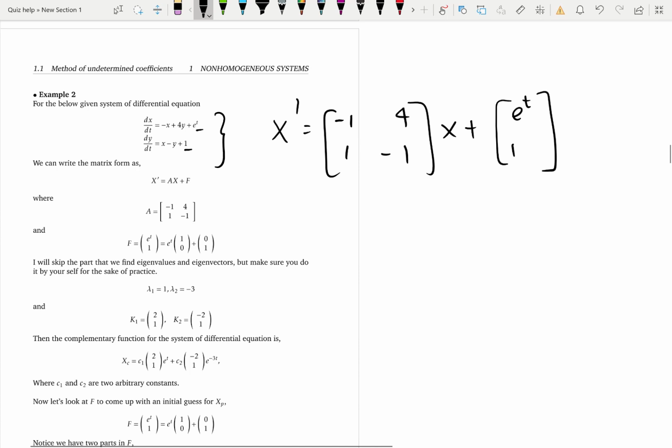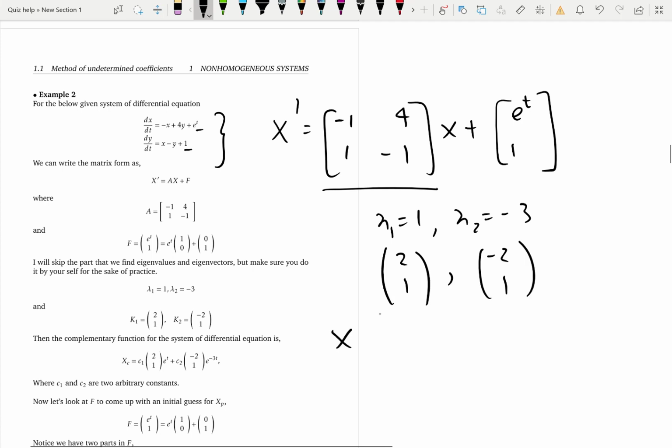Now what you're going to do is first solve the homogeneous version. Now I'm not going to do that in this video, okay? So you have to do that long process again, finding eigenvalues and finding eigenvectors. So if you find the eigenvalues and eigenvectors of this matrix A, what you get is lambda 1 is 1, lambda 2 is negative 3. The corresponding eigenvectors are 2, 1 and negative 2, 1.